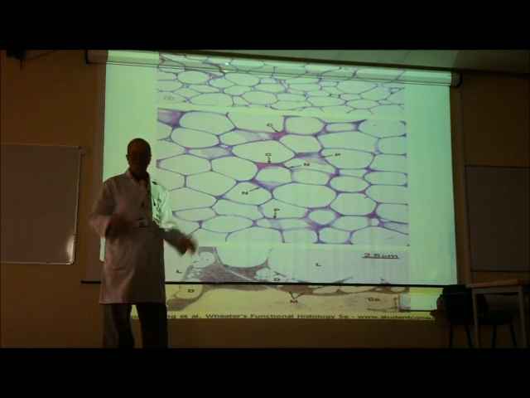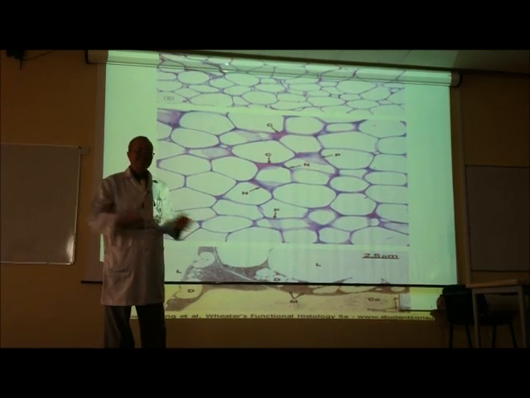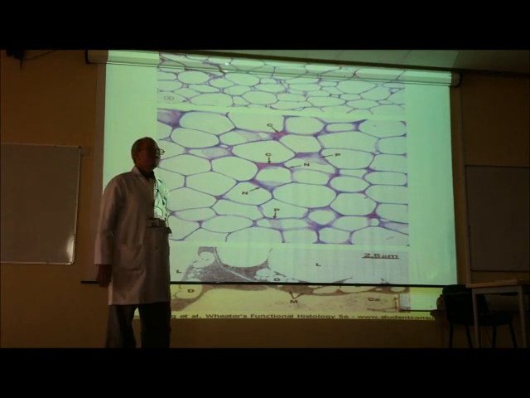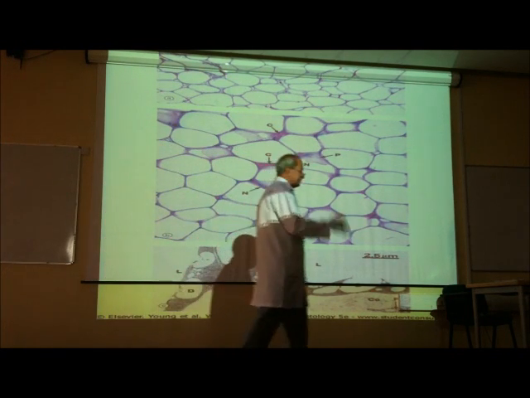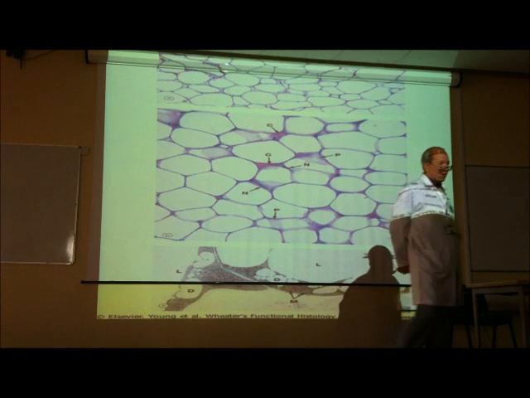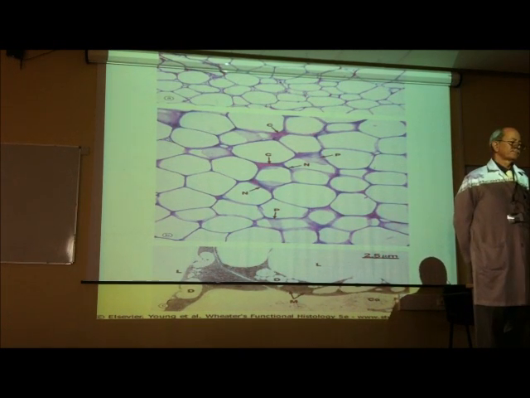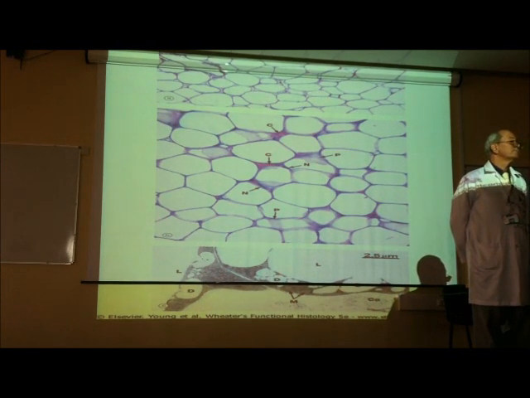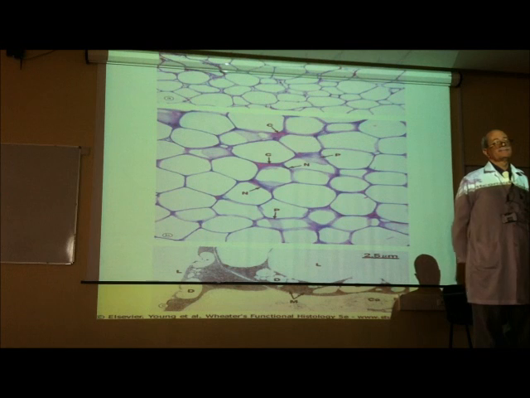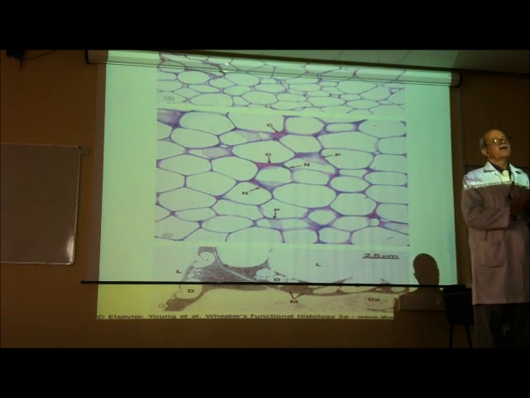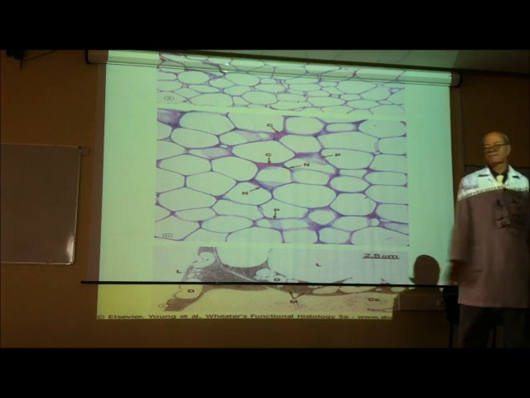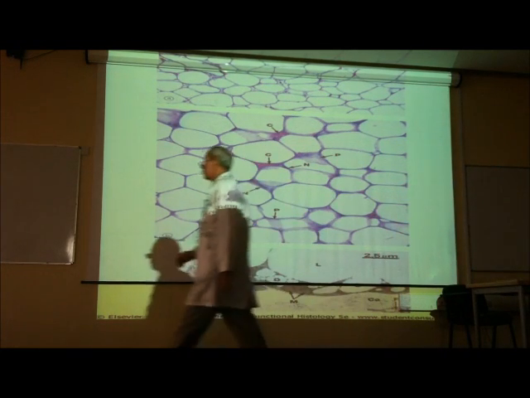Where can you find adipose tissues? Subcutaneous. Where else? Around the kidney. Perirenal band of fat. And so on.